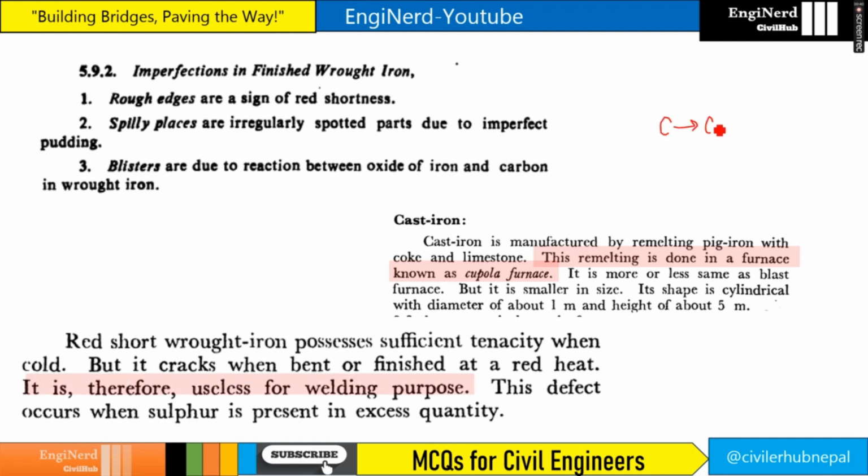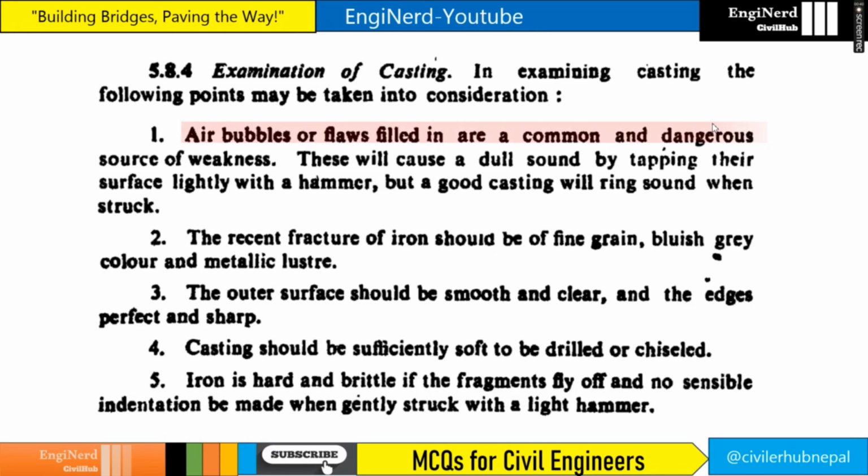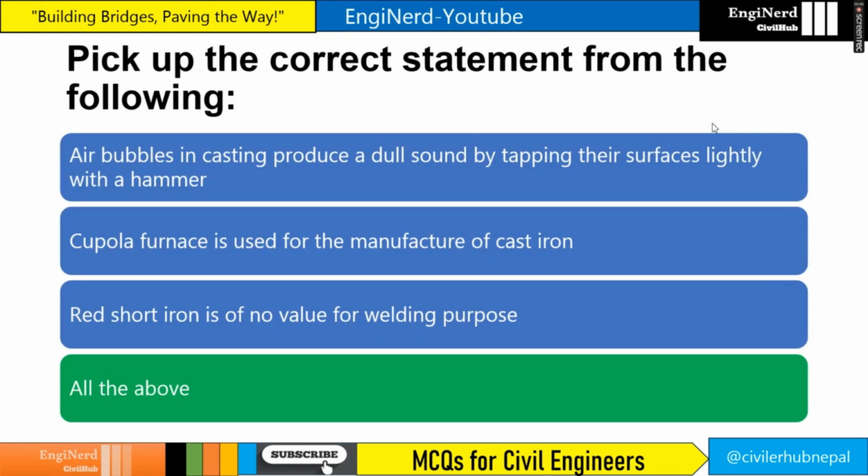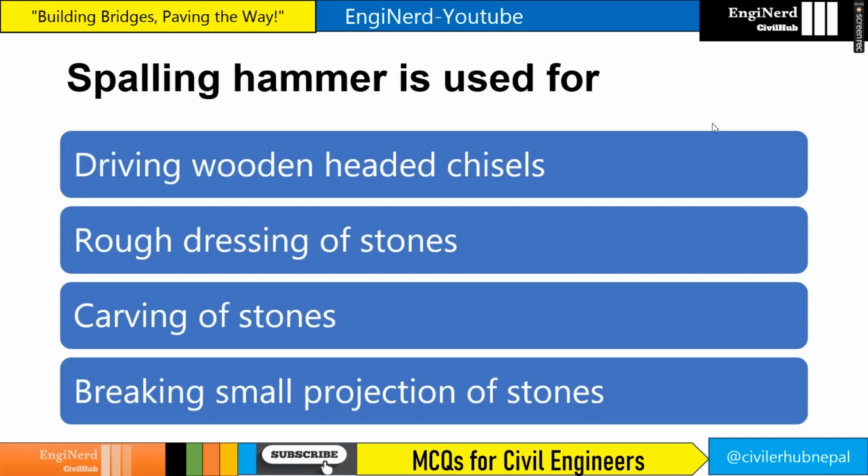And if you see here, red short iron is useless for welding purpose. And in the examination of castings, air bubbles or flaws filled in are a common and dangerous source of weakness. They will cause a dull sound by tapping their surface lightly with a hammer, but a good casting will ring when struck. So the answer will be all of the above.